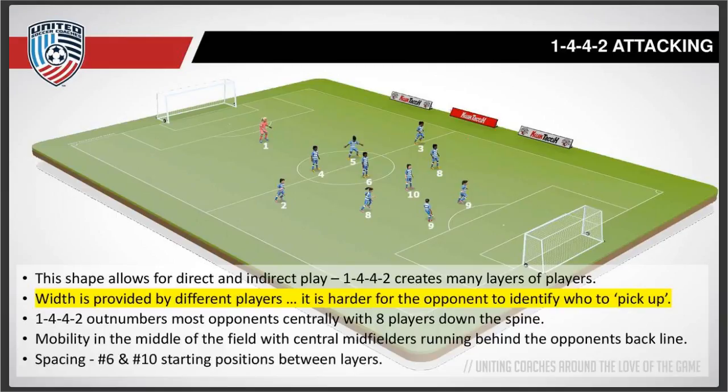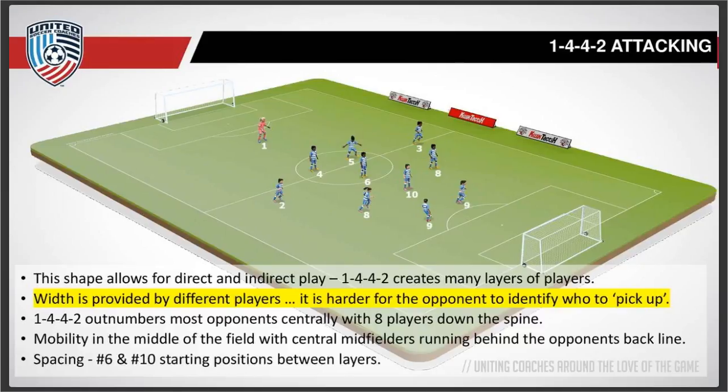So in this interpretation, the number 2 might be able to provide width, certainly the number 8 and the number 10 moving into wide spaces, but also, of course, we can have the central strikers, the 9 and the 10, particularly because there's now 2 of them up front to provide that width. So an interesting suggestion on providing width from different players.